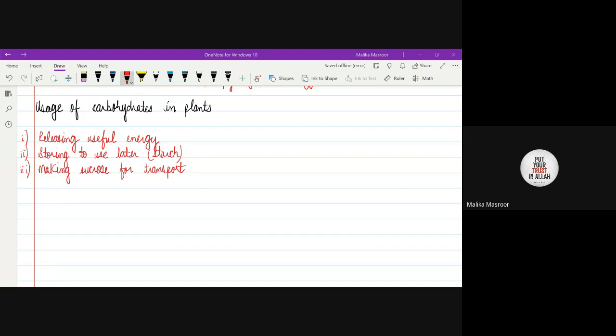So if your glucose is transported in the same form, in the form of glucose, not converted into sucrose, what will happen? Your phloem cells will utilize it. There will be no point of transporting it for storage. That's why we transport it in the form of sucrose, so that your phloem cells cannot utilize it, because it's a large molecule. Okay, it's large, so it cannot be consumed by the phloem cells. That's why we convert it into sucrose and then transport it.